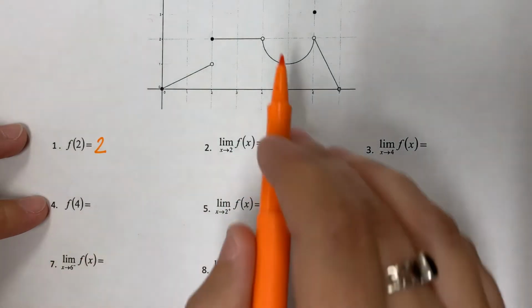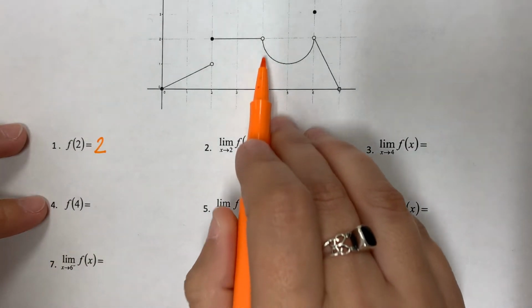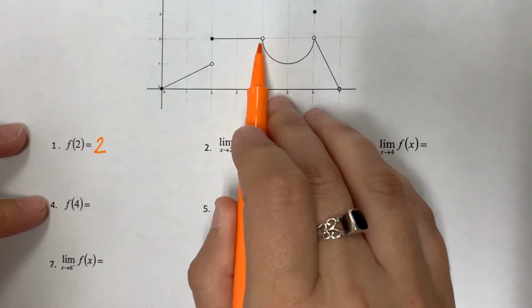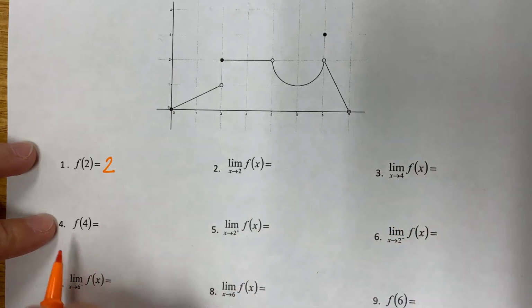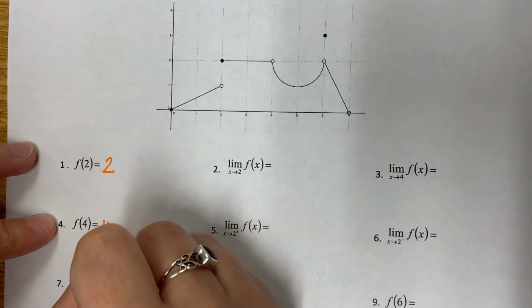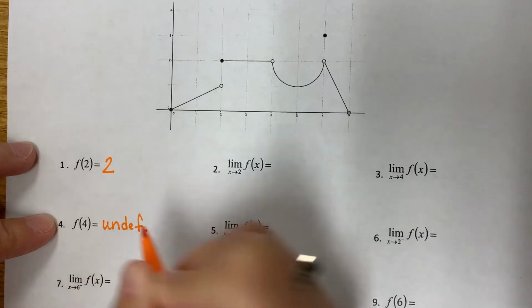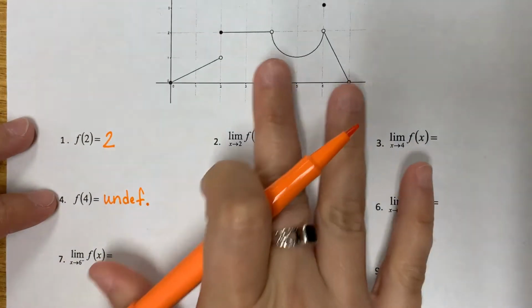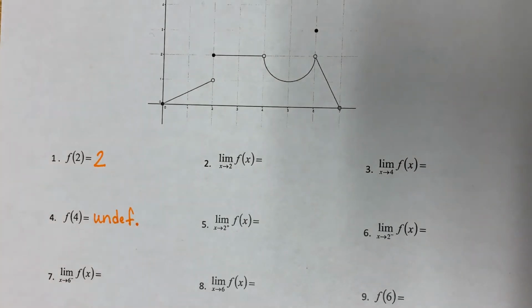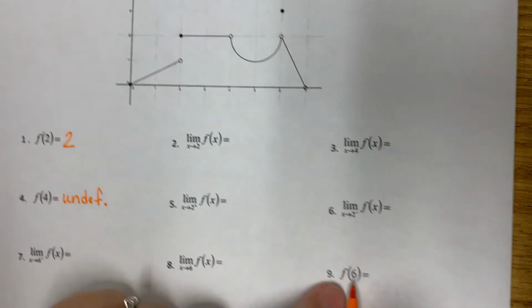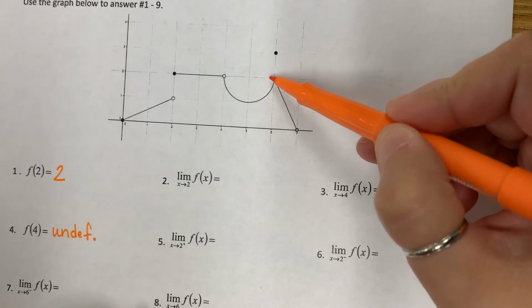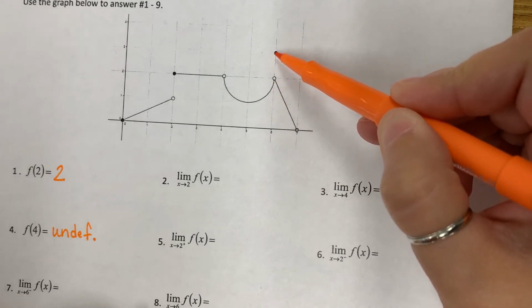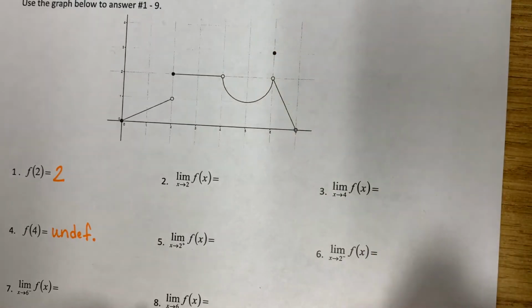So the function at 4, which is right here, the only point there is this point that's at 2, but it's an open dot. So that is not the point there. So the function at that point is undefined. It's not that it doesn't exist, it's there, but it's undefined in that case. Okay, then my last one is the function at 6, number 9. If I look at 6, again, there's an open point right here, but there's a solid point right there. So my function value there is 3.